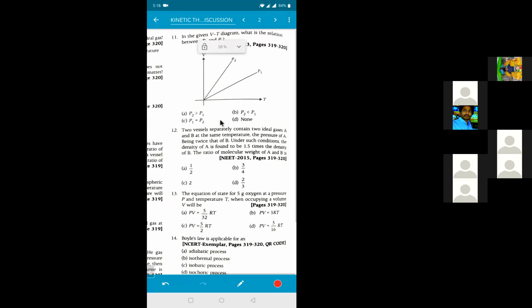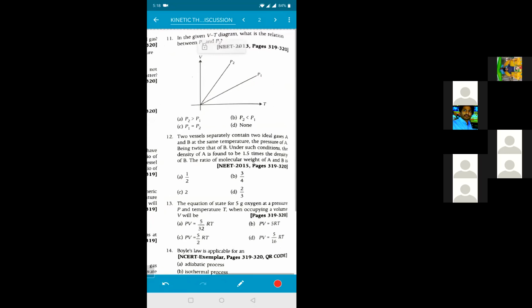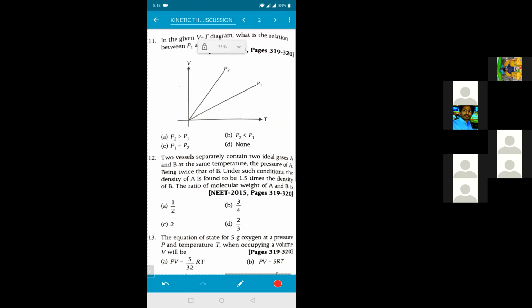And this graph question is also very important. In the given VT graph, what is the relation between P1 and P2? This is a volume versus temperature graph. So from the equation PV equals nRT, that means V by T is nothing but tan theta. So tan theta equals this constant, which is n into R divided by P. n is a constant, R is a constant.